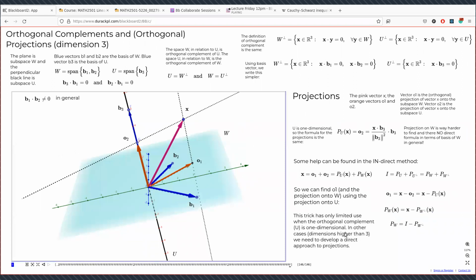It's only useful when your W perpendicular, which is U, is one-dimensional. If it's not, then you're not gaining any advantages with this trick. But if you project onto something whose orthogonal complement is one-dimensional, so you can use the direct formula, then this trick has advantages. In other cases, often dimension higher than 3, we need to develop a direct approach to projections, and we will develop that approach.